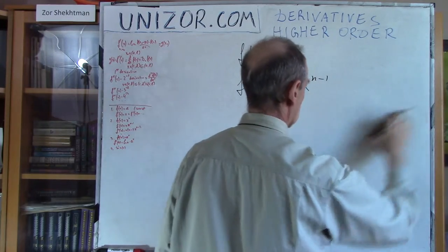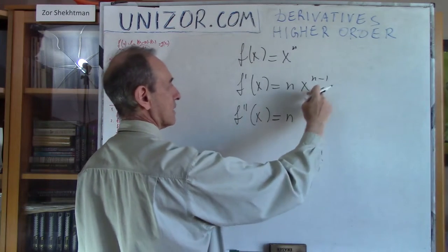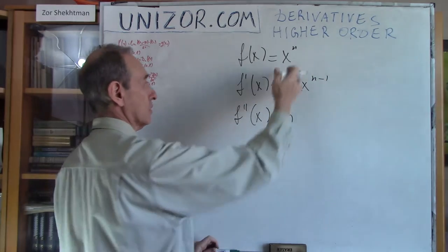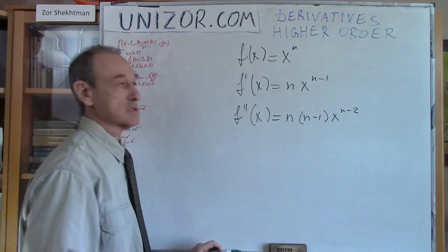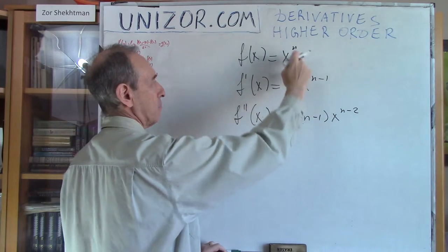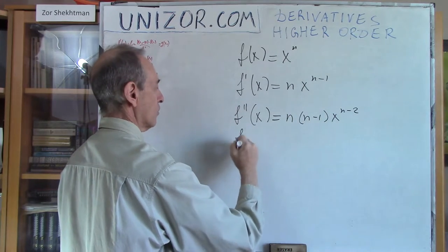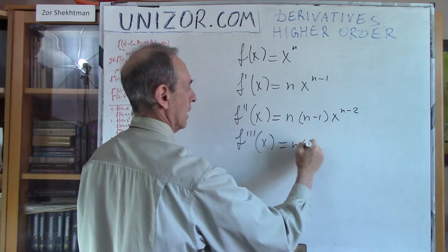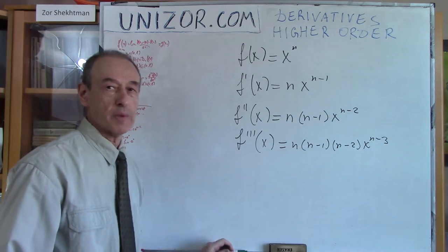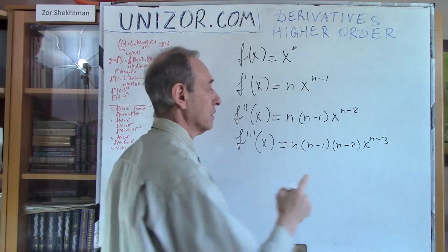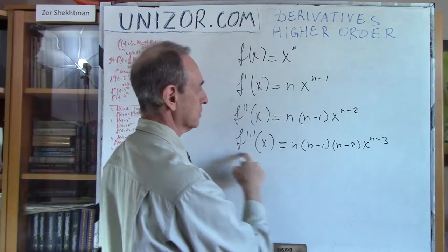Now, what is the derivative of x to the power of n minus 1? Well, we know about this, so obviously this would be this times this, right? So the power becomes a multiplier, and the power is reduced by 1, always. So if it's already n minus 1, it will be n minus 1, and this will be n minus 2. So what will be the third derivative? n minus 1, n minus 2, x to the power of n minus 3. How many times will it last? Well, it will last n times.